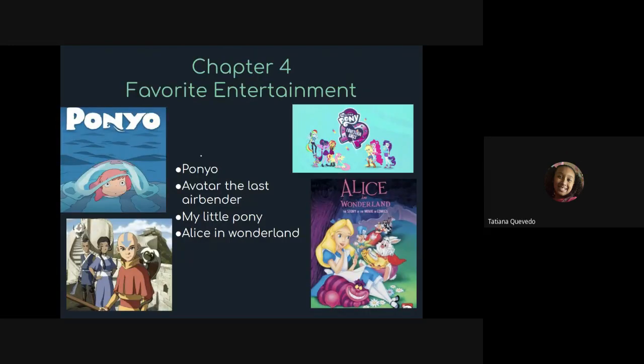My favorite entertainment is Ponyo, Avatar The Last Airbender, My Little Pony, and Alice in Wonderland. Ponyo is one of my favorite shows because my Uncle Chris showed me this when I was 3 or 2, and I fell in love with this show. And the only way to get me to stop crying or be quiet was this show, and I still watch it.